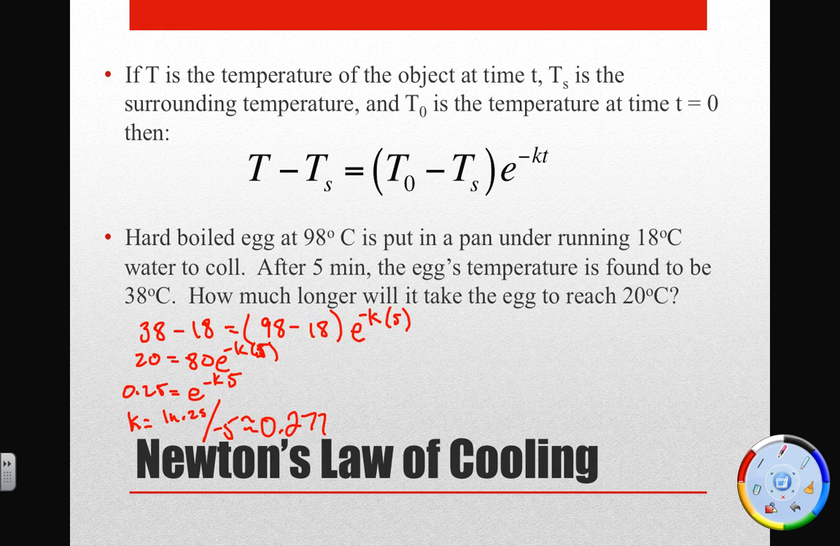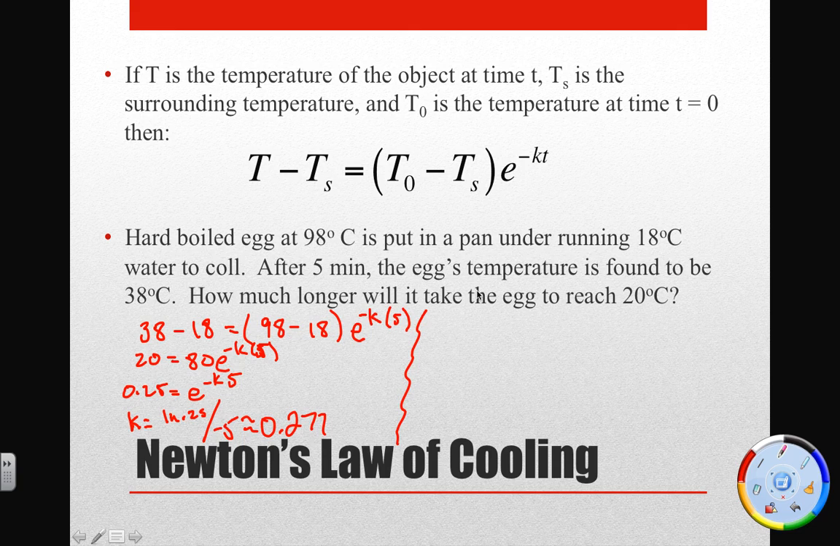All we figured out is the k value that represents this particular problem. You have to remember, k changes for the different problems involved. So you always have to find k, and then you use k to find the answer of the actual question. So I have to get that number there: ln of 0.25 divided by negative 5. Okay, now I have it.